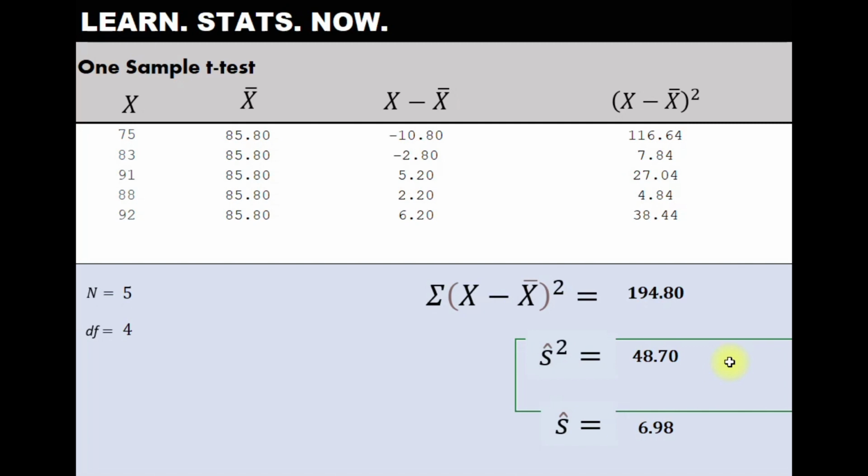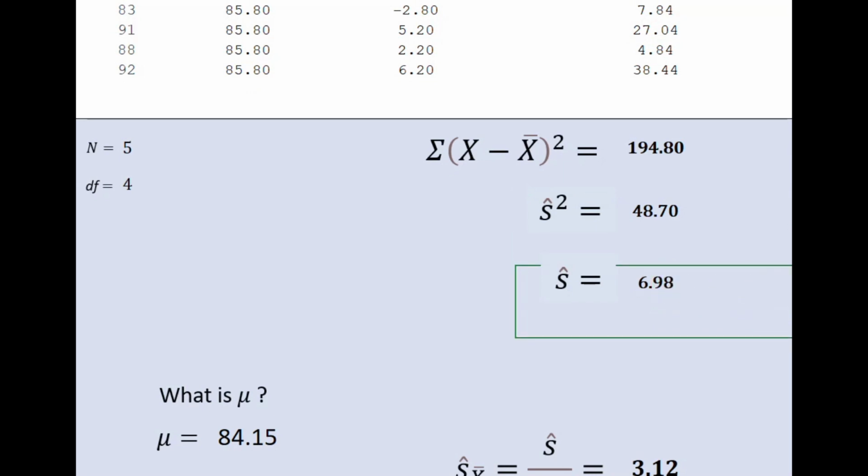Now, how do we get that? Well, we take the sum of squares, which is 194.8, and then we divide by degrees of freedom, which equals 4. Okay? So 194.8 divided by 4 gives us 48.70. We take the square root of that, and we get the estimated population standard deviation, which is 6.98.